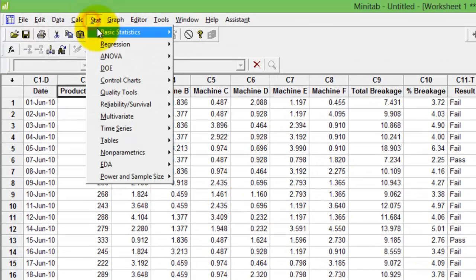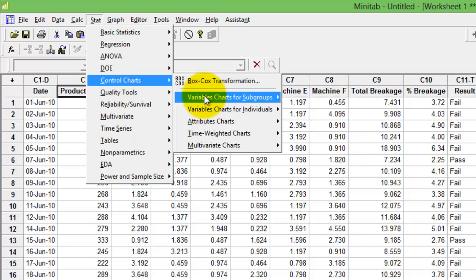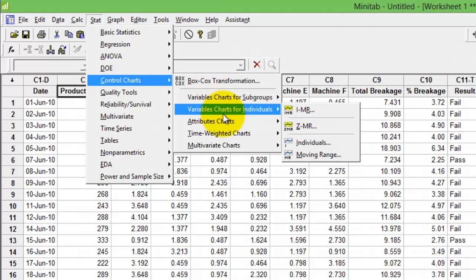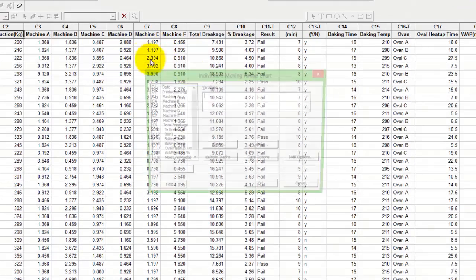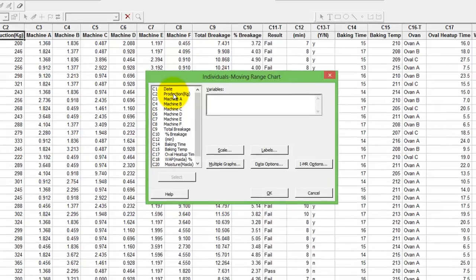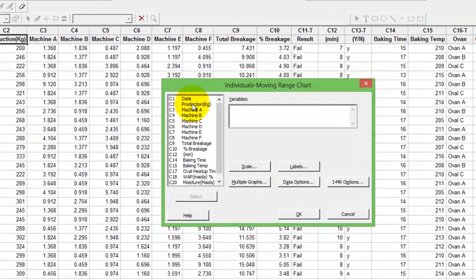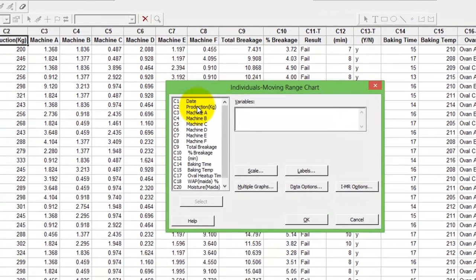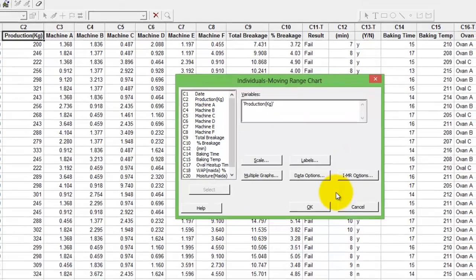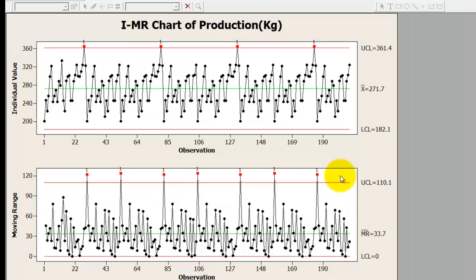Go to Stats, go to Control Chart, go to Variable Chart for Individual. You can see the first option as IMR. Click that. Give it the data that you would want to study. I'm using C2 production data for my control chart. Double click. Press OK. Here you go. Now you have the control chart that you've made for yourself.